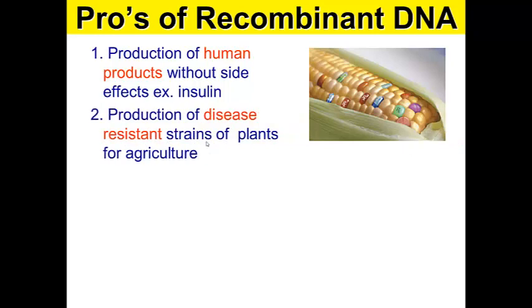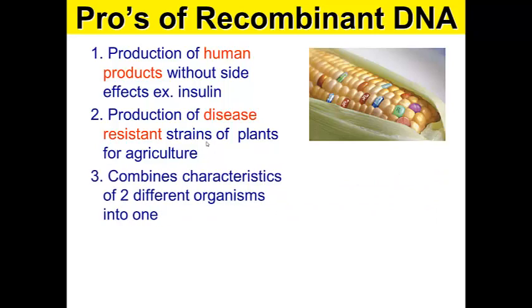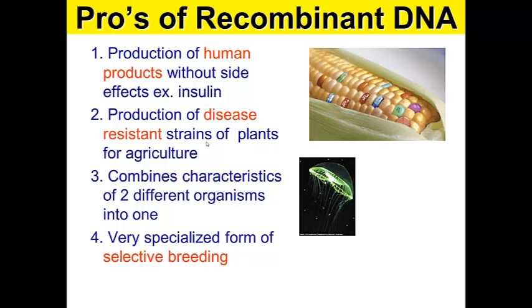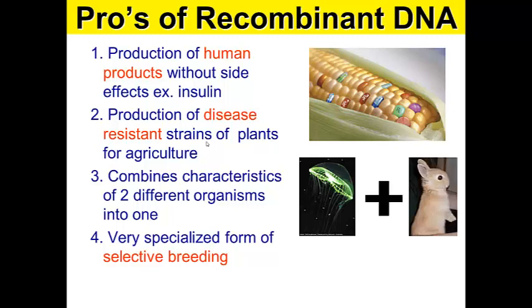You can produce disease-resistant strains of plants for agriculture. You can combine characteristics of two organisms into one organism and hopefully get the best of both worlds. You can also get a very specialized form of selective breeding. Things like jellyfish and rabbits equal glow-in-the-dark bunnies.